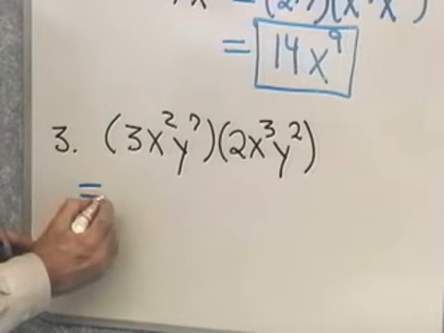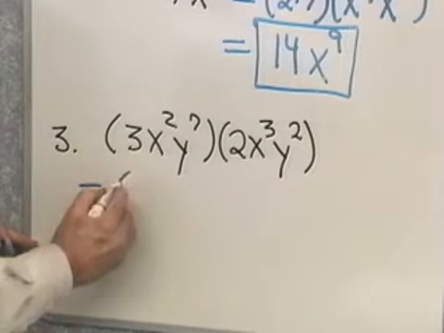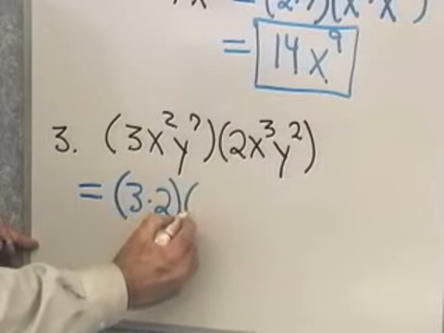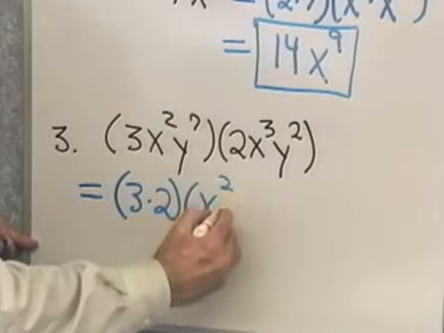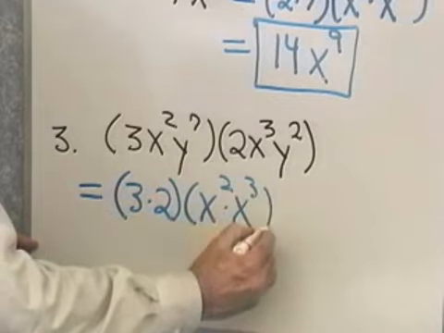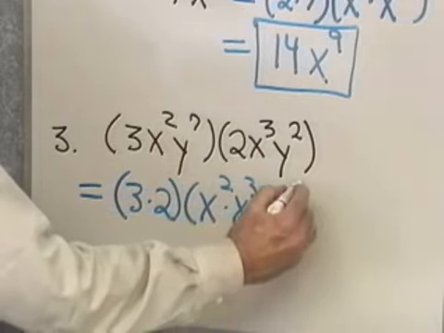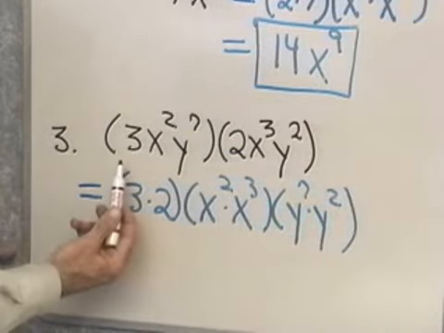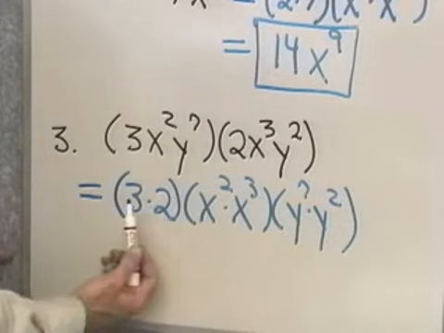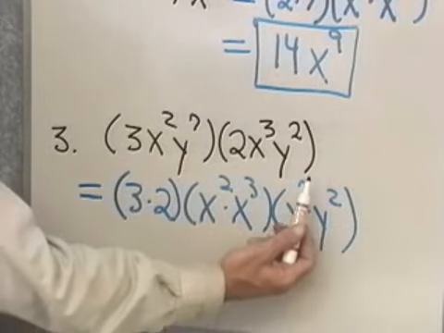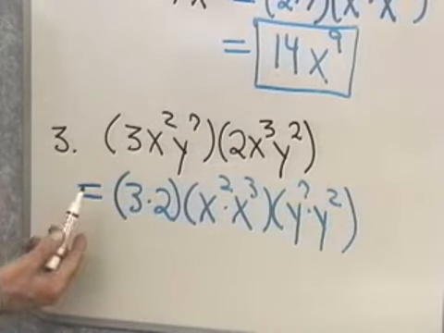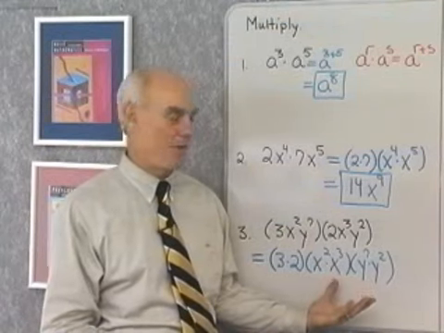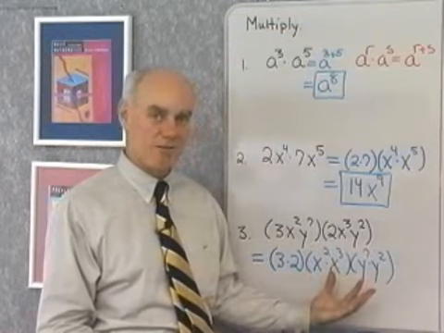I'll start by using the commutative and associative properties, rewriting this as 3 times 2. I'll take care of the number parts. Then x to the second times x to the third, and then y to the 7th times y squared. So that's simply changing the order and the grouping of the numbers. But all the factors that I have down here are the same exact factors that I have up here. It's all multiplication, so I can change the order and the grouping anytime I want. So that's what I've done to make it convenient for myself.